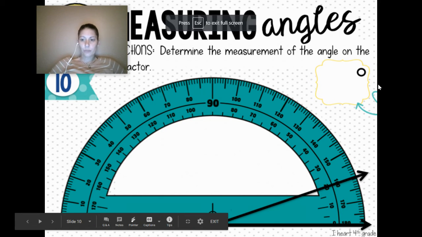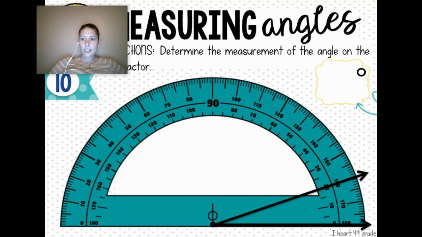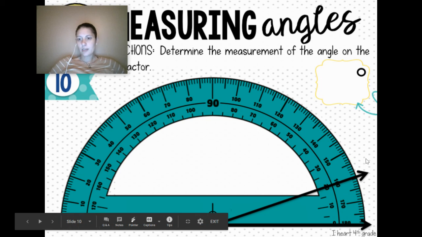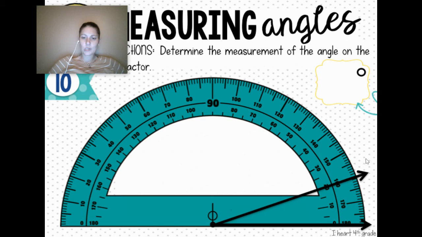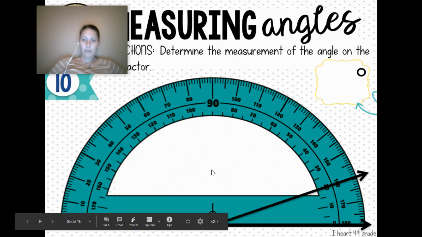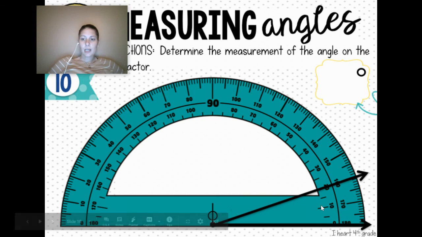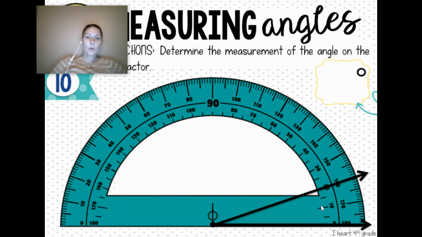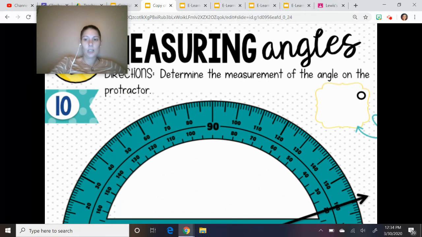Okay, you've got your blue protractor here, and we've got our bottom ray lined up with 0, and our top ray is lined up here. So is this angle going to measure 20 degrees, or is it going to measure 160 degrees? Remember, if it lined up with 90, it would be a right angle. If it's less than 90, it's got to be an acute. If it's more than 90, it has to be obtuse, and this is definitely less, so this would be 20 degrees.